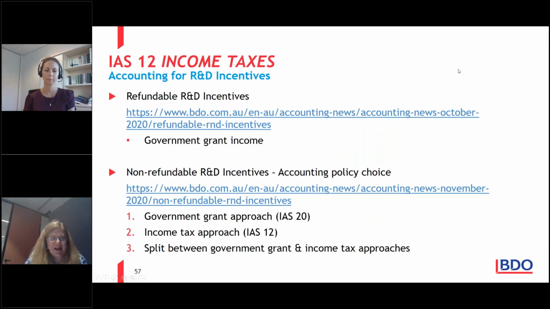Looking at income taxes in IAS 12, I was looking for choices. And the choices are really around accounting for non-refundable R&D incentives. If it's a refundable R&D incentive, and it was in our accounting news October last year, we treat it as government grant income. However, if it's a non-refundable R&D incentive, we've got an accounting policy choice. And there's really three alternatives available: the government grant approach, the income tax approach, or a split between the two. But again, we've got choice when we get to non-refundable R&D incentives.